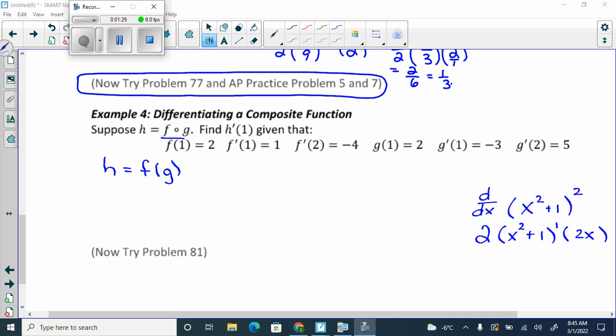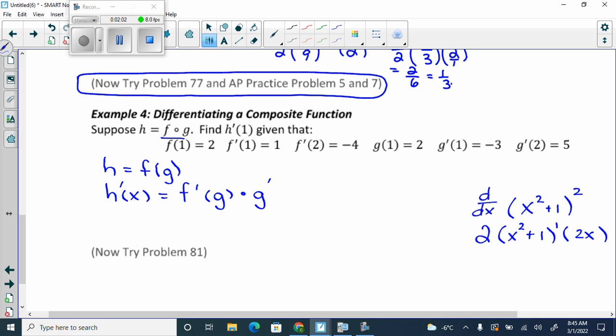What could we do? What did we do over there? We technically did the derivative of the outside function, correct? What is the outside function on this one? F. So h prime of x would be, we did f prime, correct, of x. But what's x in this case? G. So we did f prime of g, right? And then what do we multiply by? G prime.